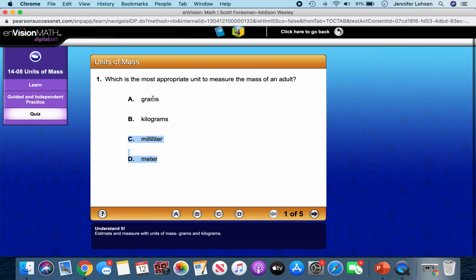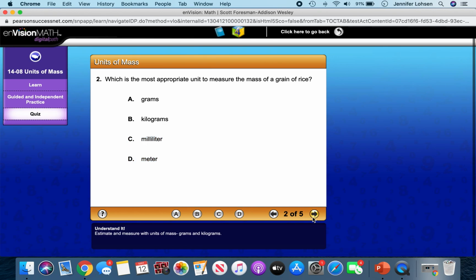What do you think would be the most appropriate unit to get us our answer the quickest to measure the mass of an adult? If you are saying kilograms, I agree with you. Grams would be way too small, way too light. One of my strands of hair is about a gram, so that would take forever.